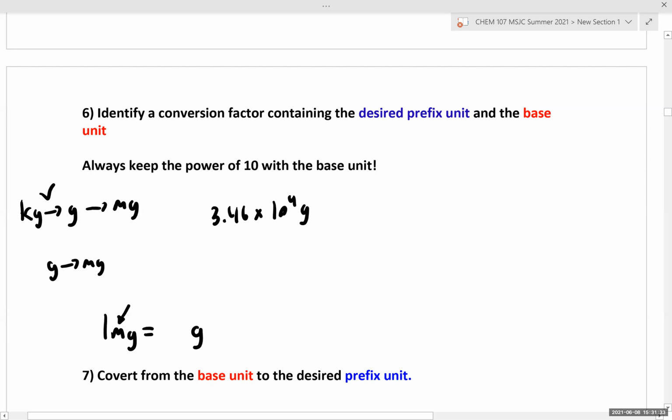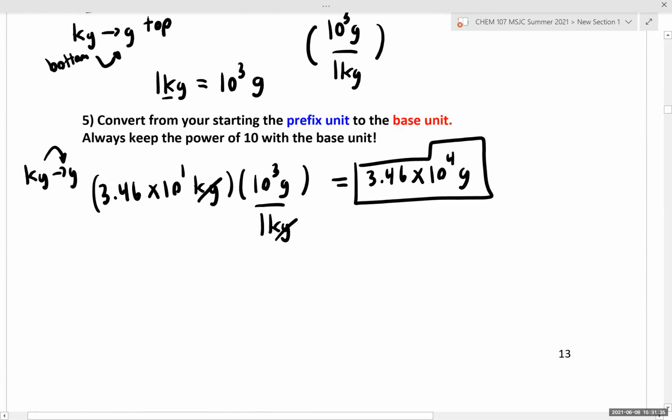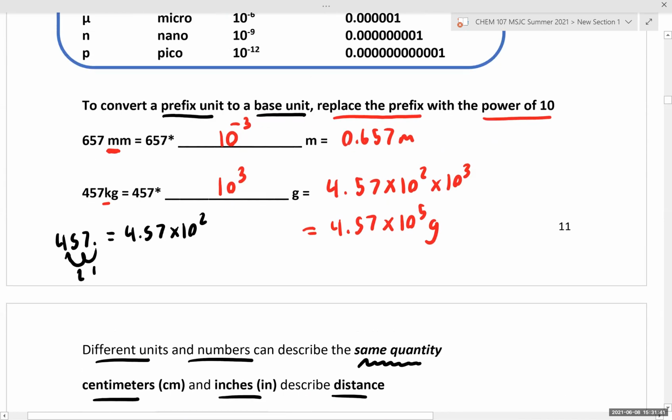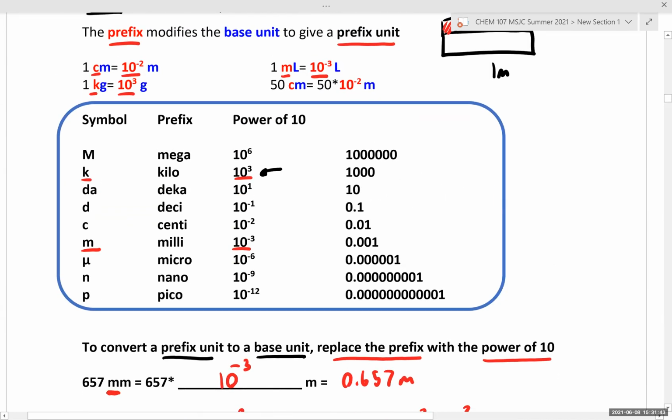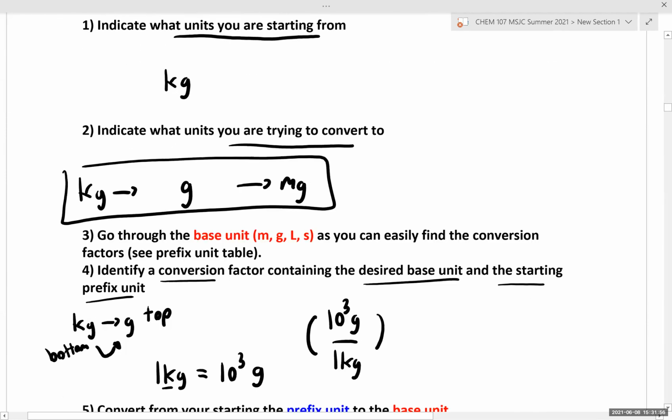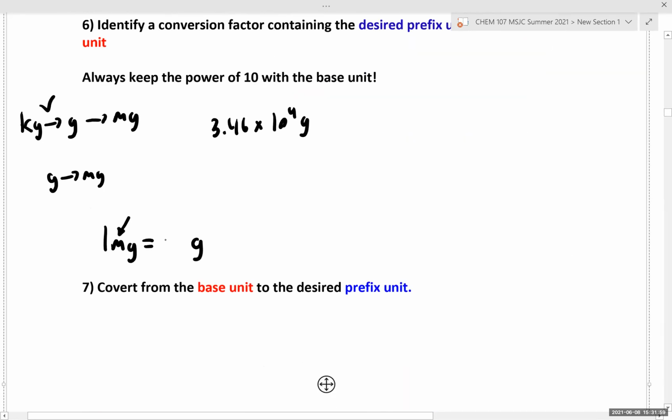What does the milli prefix correspond to? So let's find it. What power of 10 does the milli prefix correspond to? 10 to the negative 3. Yep, exactly right. So then let's plug in that power of 10. And now this time, if we're going from gram to milligram, units of milligrams will be on top, units of grams will be on the bottom.